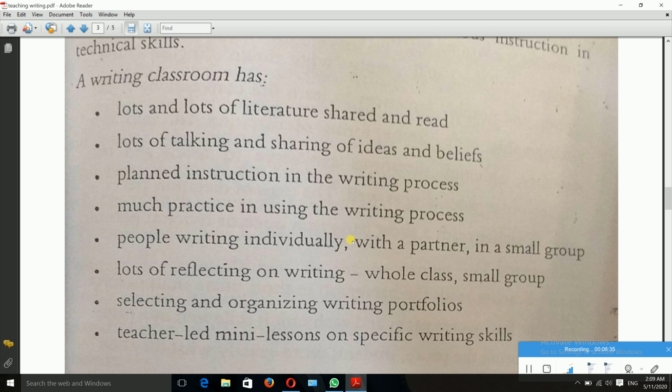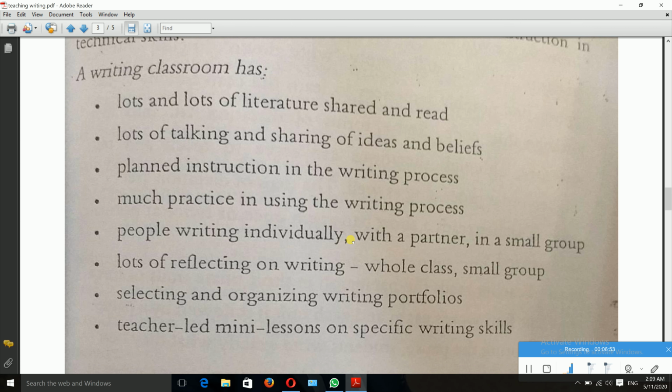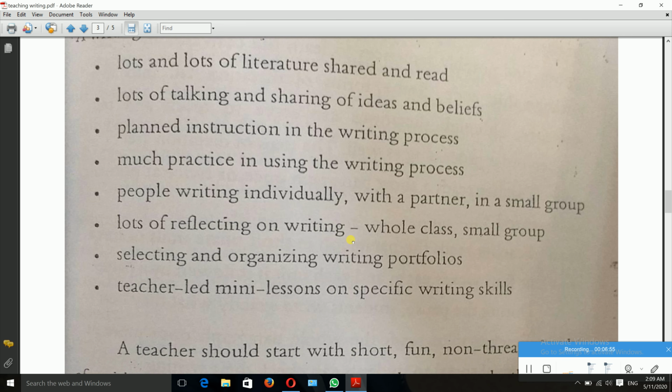Lots of reflecting or writing, whole class, small group. Selecting and organizing a writing portfolio. السجل يعني سجل مكتوب به ما يريده أو ينوي كتابته الطالب، هذا يسمونه portfolio، سجل. Teacher led many lessons on specific writing skills.